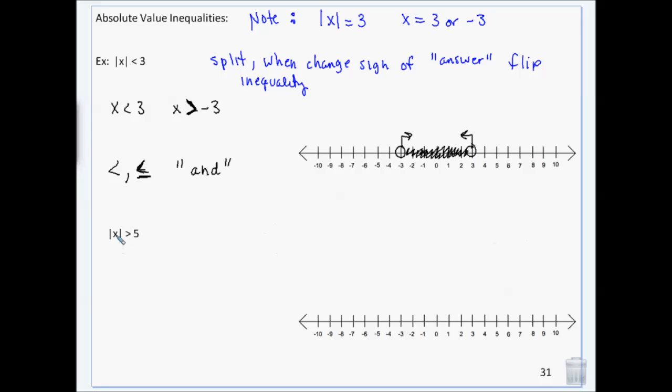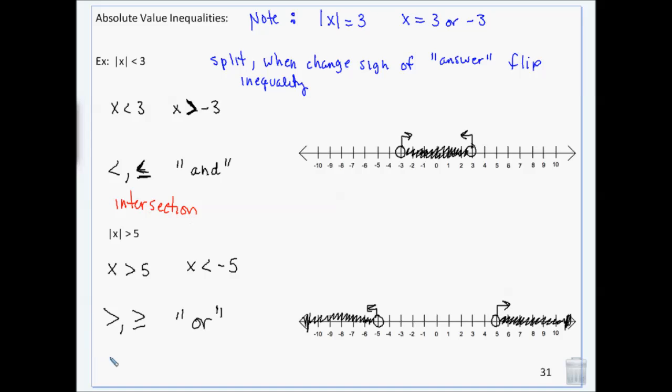If the absolute value of x is greater than 5, that means x is greater than 5 or x is less than negative 5. So less than negative 5 is this way, greater than 5 is that way. So greater than or equal to, those are unions, so they're "or"s. This is intersection. This is a union.